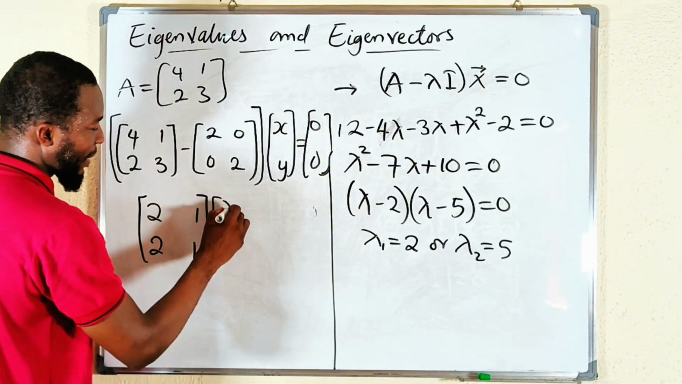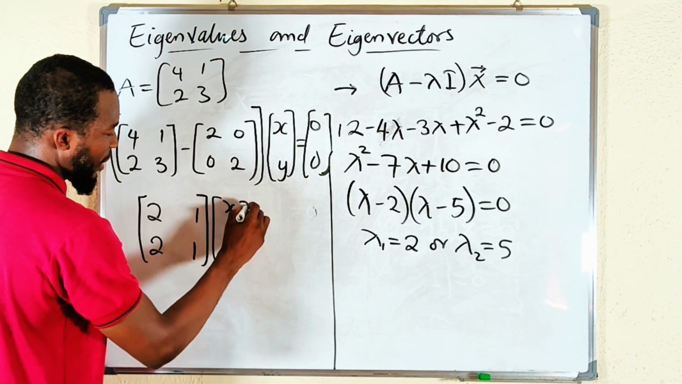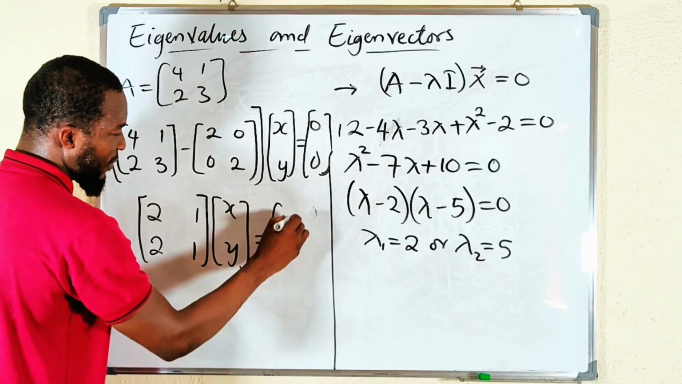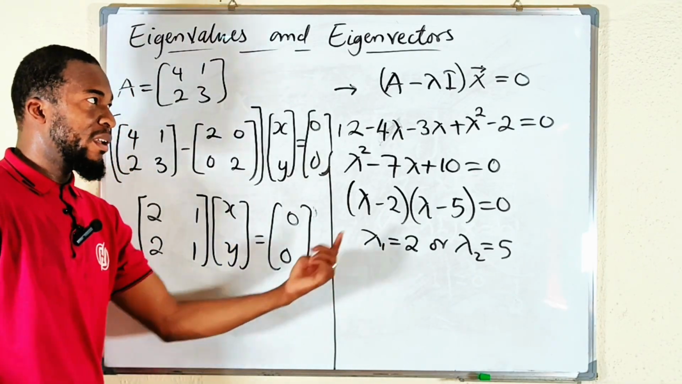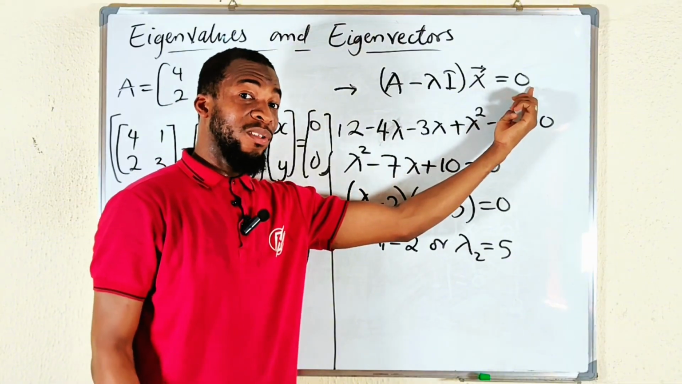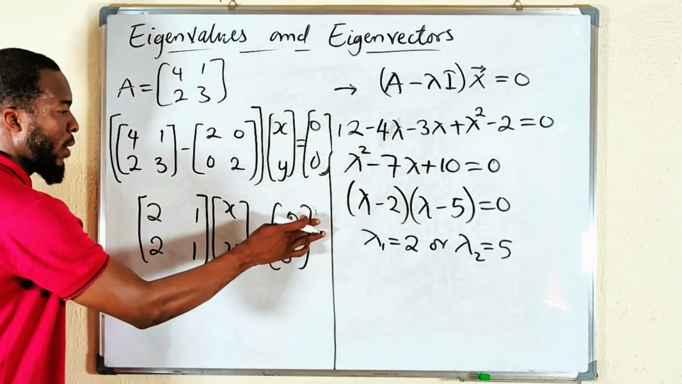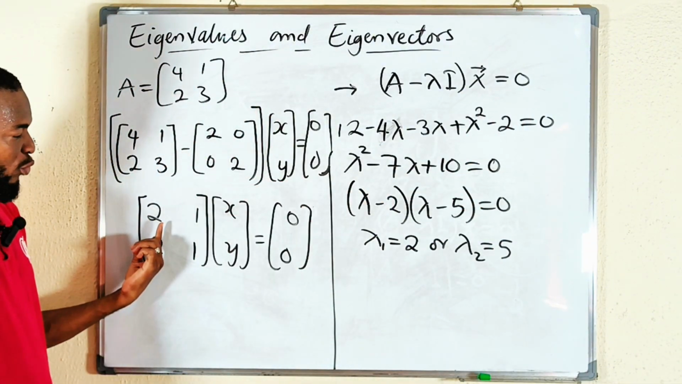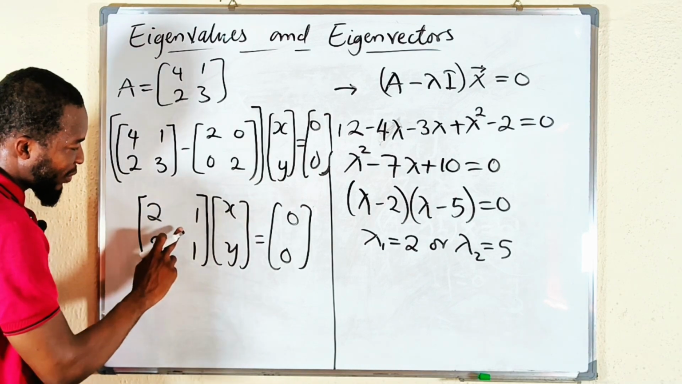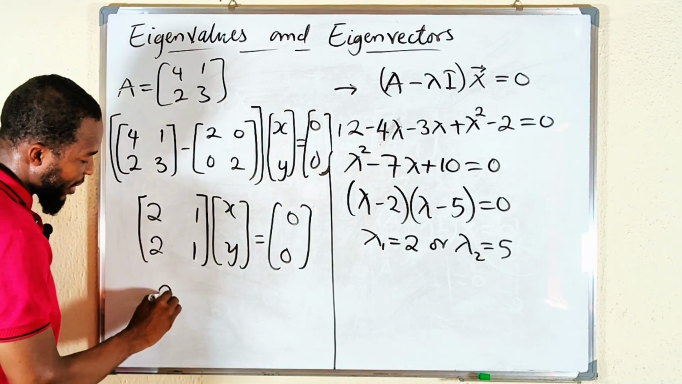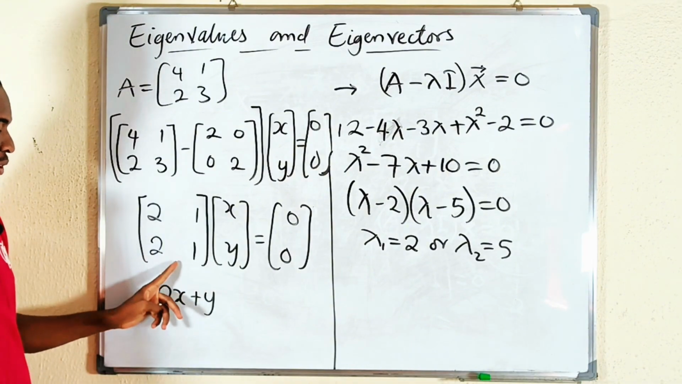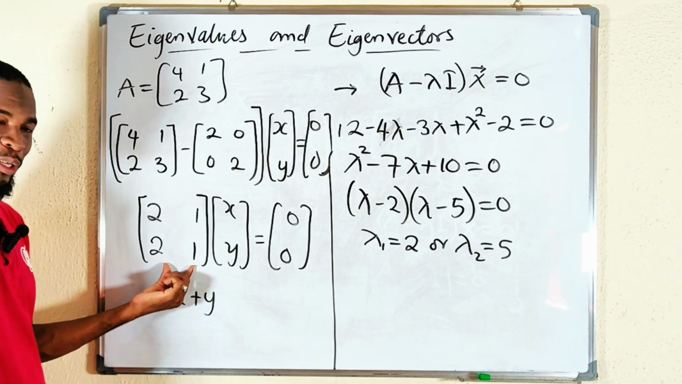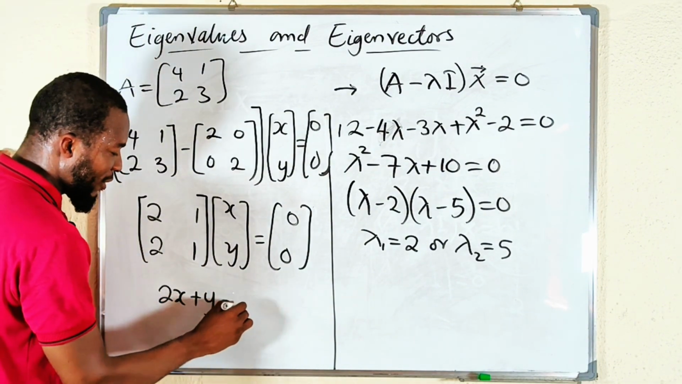Multiply by x, y. This is equal to 0, 0, because this is how we should represent this 0 vector. This is a 0 vector, remember. To multiply, you can take 2 times x plus 1 times y. That is 2x plus y. In either case, you have to get the same thing, so we don't have to multiply by this again. And this is equal to 0.